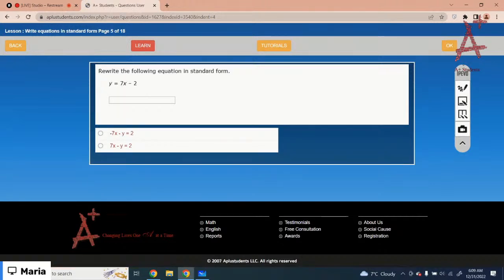Okay, rewrite the following equation in the standard form. Y equals 7x minus 2. So which of the option is the correct one? Option number 1 or 2? Option number 2 is the correct option. Got it? So just select the correct option, then click on the OK button.